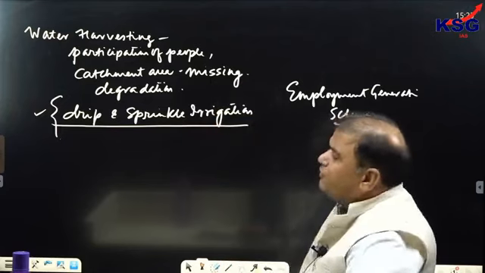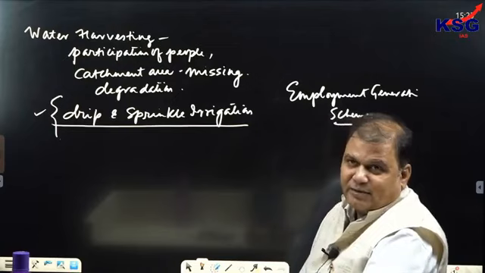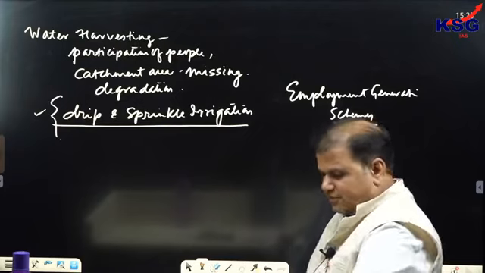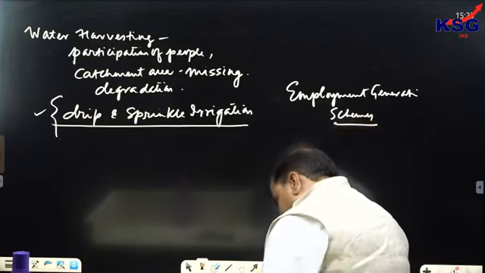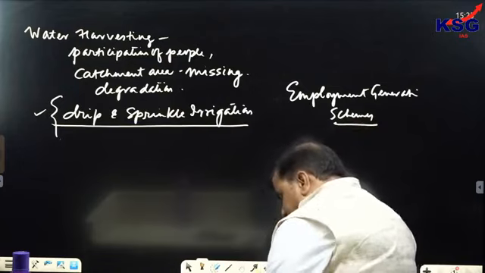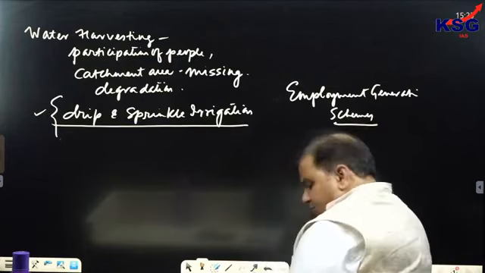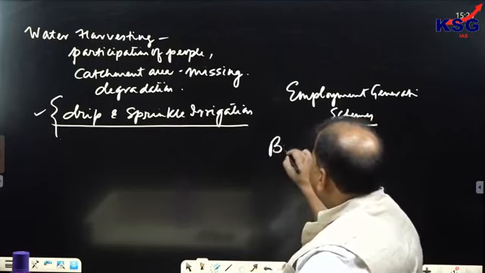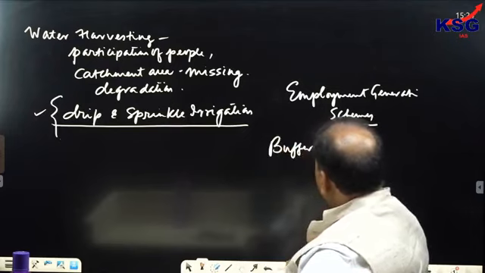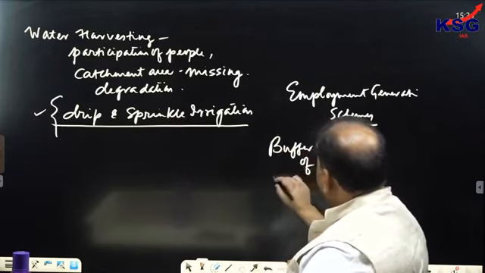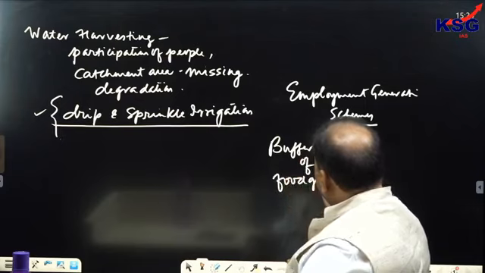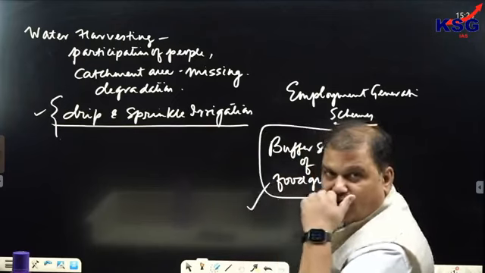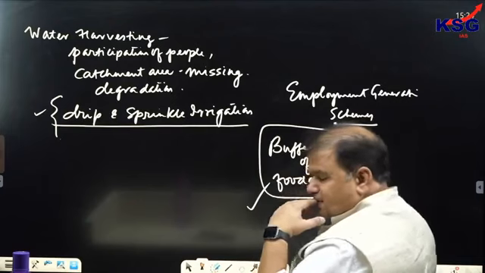And we can also use interlinking of river projects, and buffer stock of food grains can be used for this purpose also. Write down. Interlinking of river projects and buffer stock of food grains can be used for this purpose also.